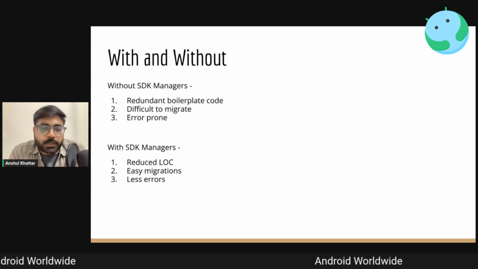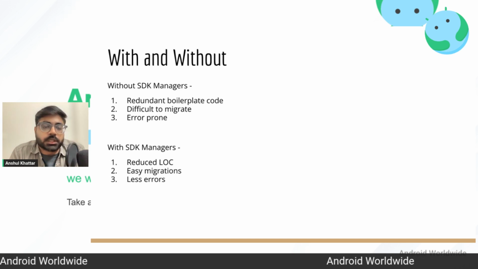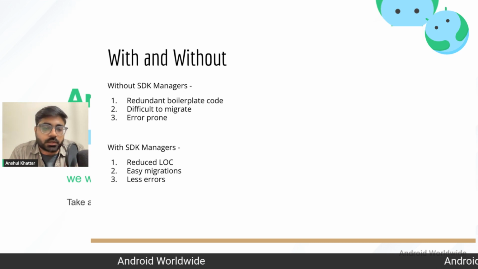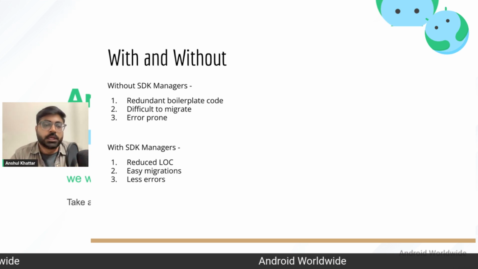It further promotes easier migrations. As we discussed, there might be a newer version of the SDK available, or there might even be a new SDK for the same purpose that you want to migrate to. In that case, you only need to upgrade your centralized file, the SDK manager dedicated to a particular SDK, and you don't have to make any changes to your fragments or activities wherever you are consuming it. Since you will have a centralized manager, you will be handling all the error cases and exceptions in a centralized file, making your code less error prone. This was all about what happens if you are using SDK managers and what happens if you are not.